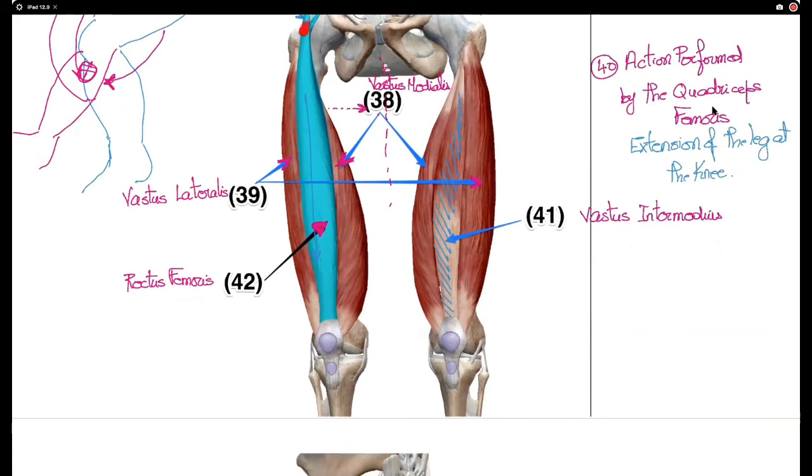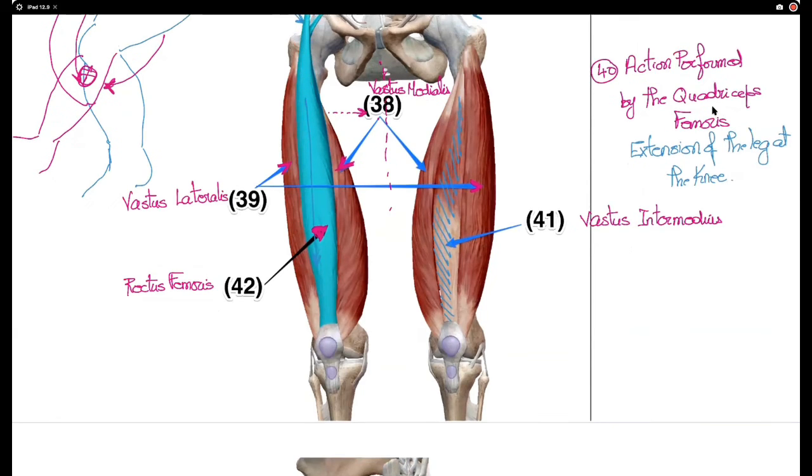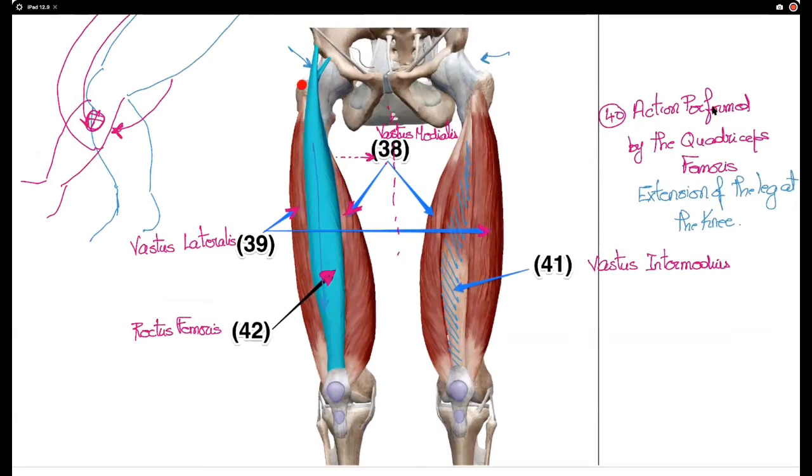Rectus femoris is the only one that helps with the flexion of the thigh because it is the only one that travels in front of the hip joint. All the other vasti here are getting their origin from the femur itself, so they don't travel in front of the hip joint.